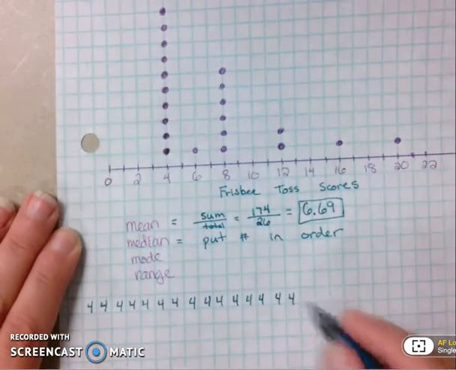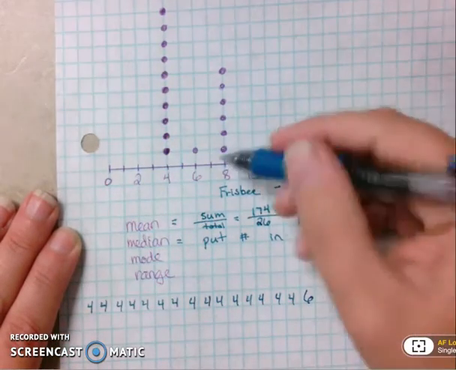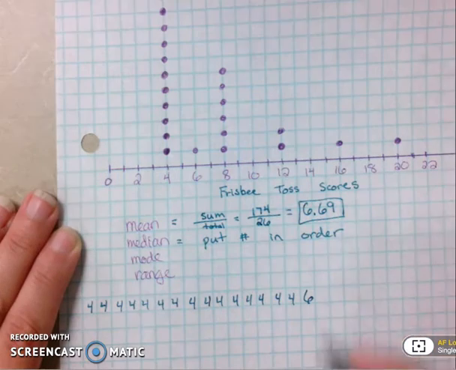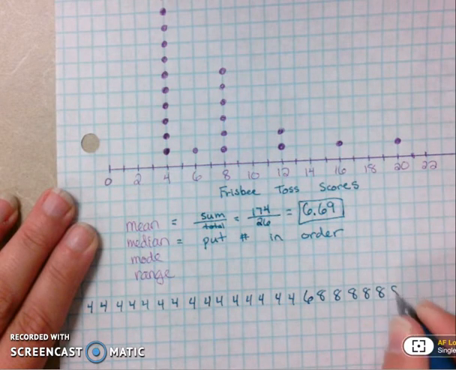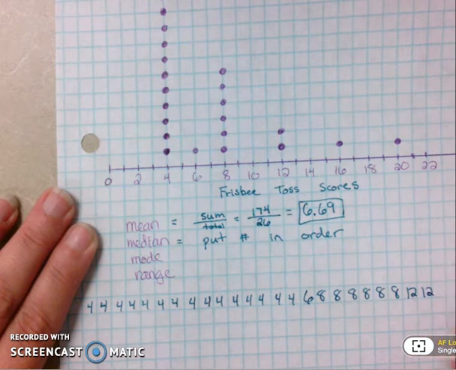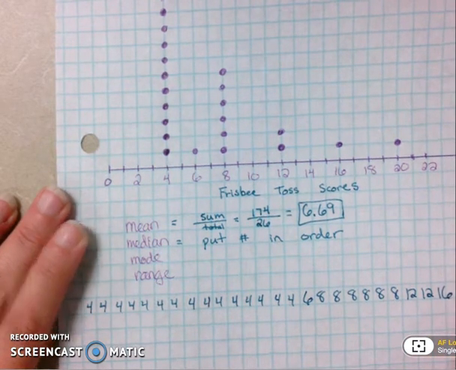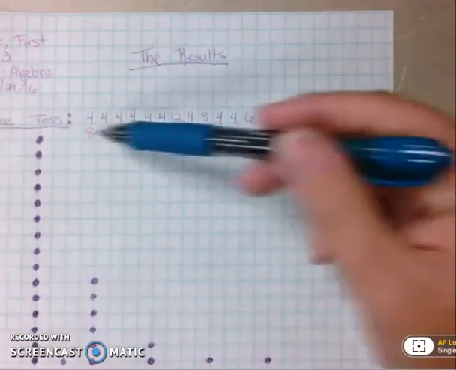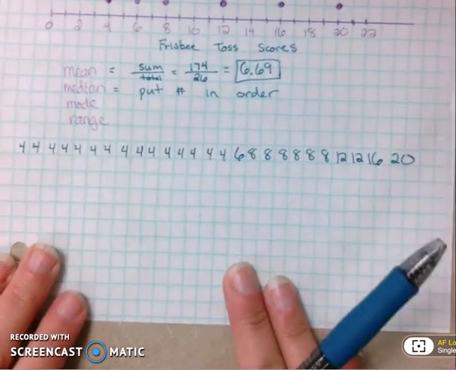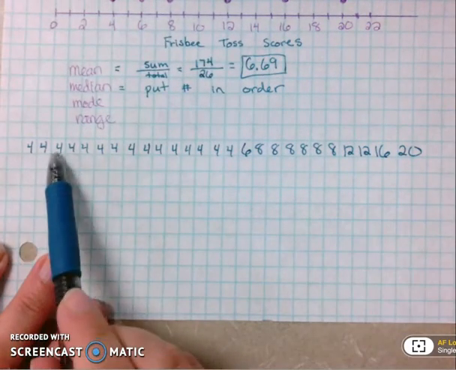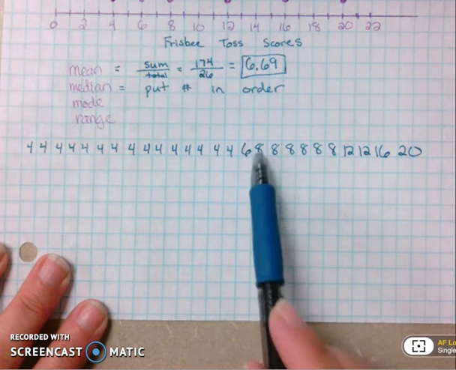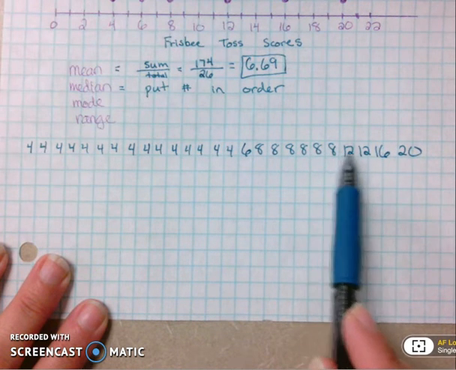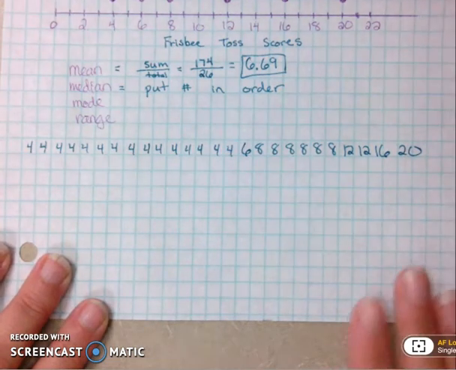Okay, next I have 1 6 on my dot plot. And then my 8s, I have 1, 2, 3, 4, 5, 6 8s. So I'll write that 6 times. I have 2 12s, so I'll write 12 twice. I have 16, and then a 20. So I just rewrote all of these numbers up here, but I put them in order. Now I should have 26 numbers, so I want to double check. 1, 2, 3, 4, 5, 6, 7, 8, 9, 10, 11, 12, 13, 14, 15, 16, 17, 18, 19, 20, 21, 22, 23, 24, 25, 26. I have 26, so I know I did it right.